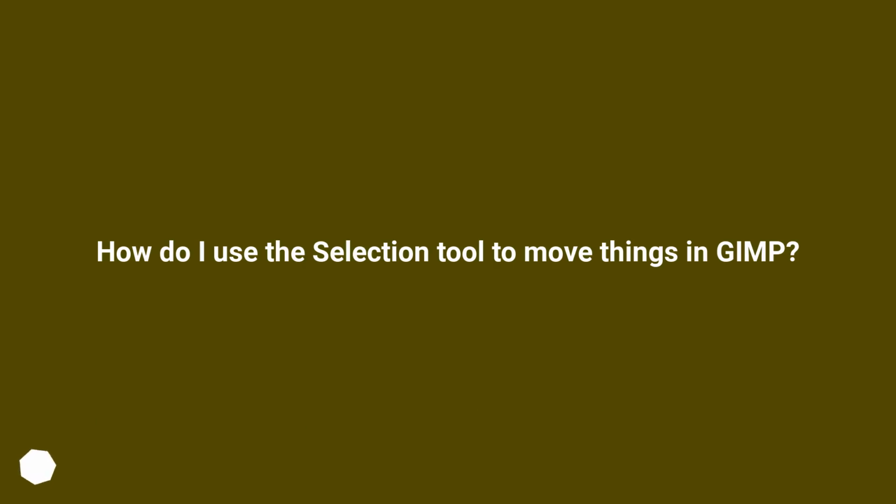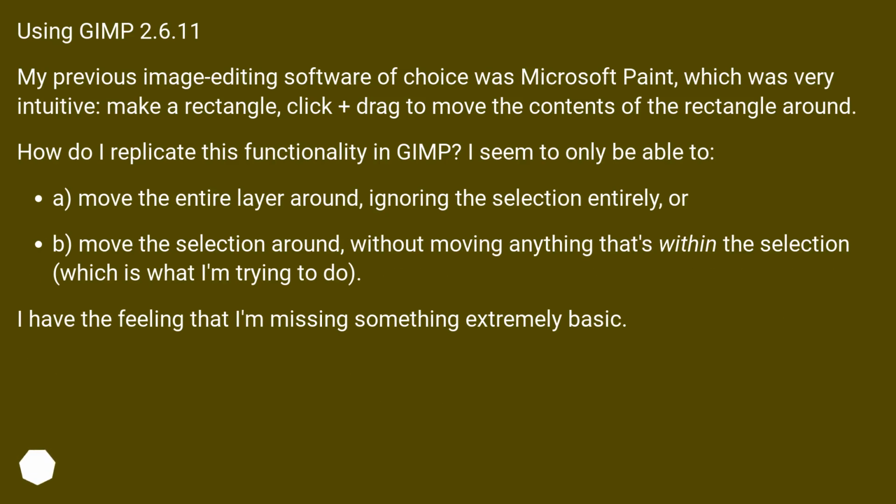How do I use the selection tool to move things in GIMP? Using GIMP, the 2nd of June 2011. My previous image editing software of choice was Microsoft Paint, which was very intuitive. Make a rectangle, click plus drag to move the contents of the rectangle around. How do I replicate this functionality in GIMP?